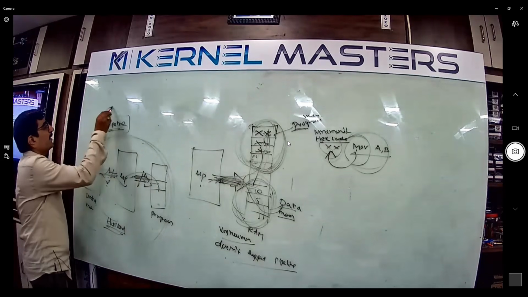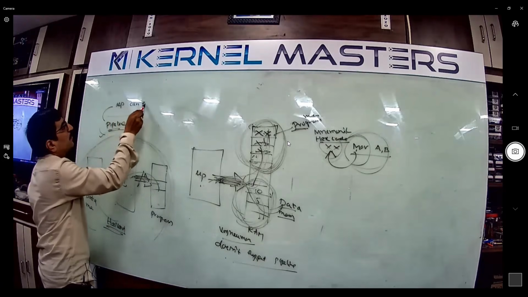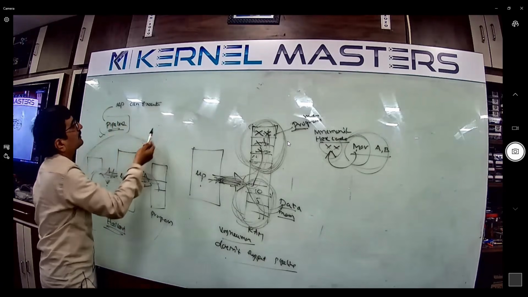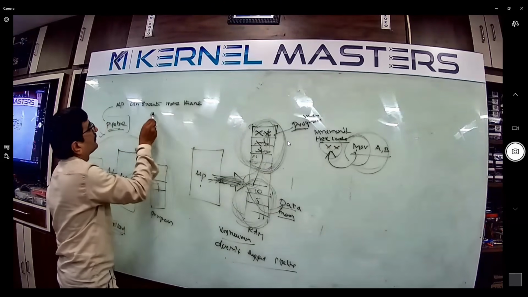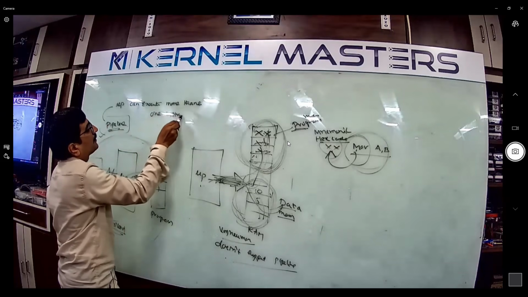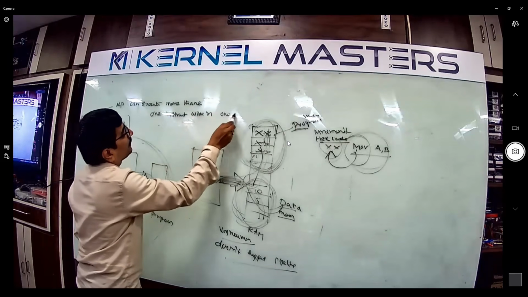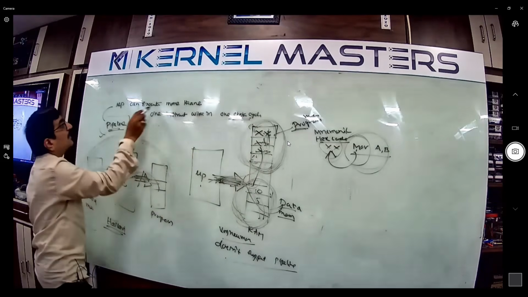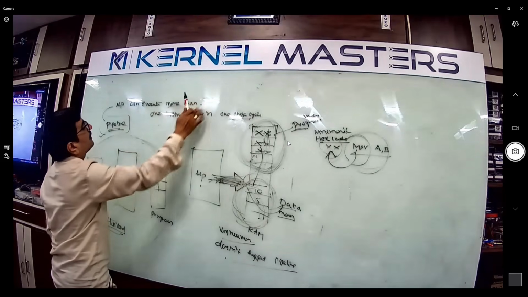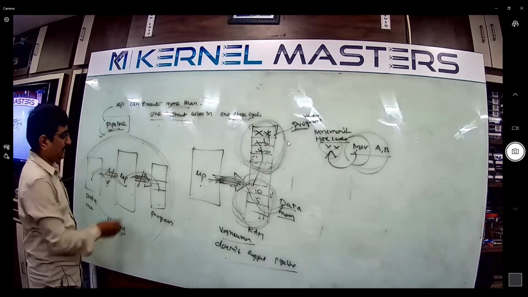So what is the meaning of pipelining? The microprocessor can execute more than one instruction within one clock cycle. More than one instruction within one clock cycle. So the advantage of pipelining is executing more than one instruction.